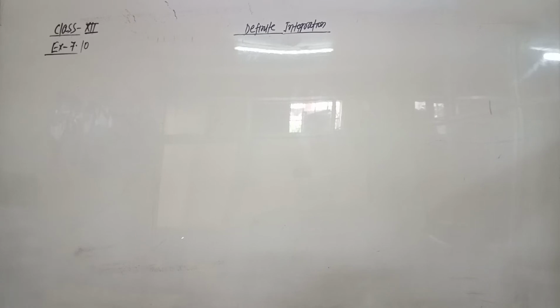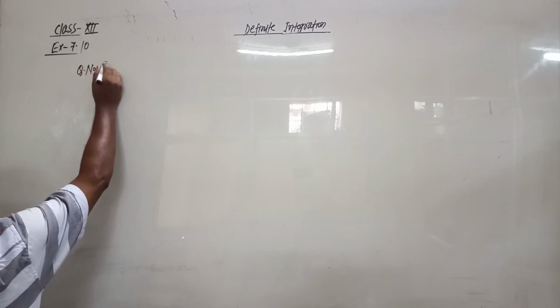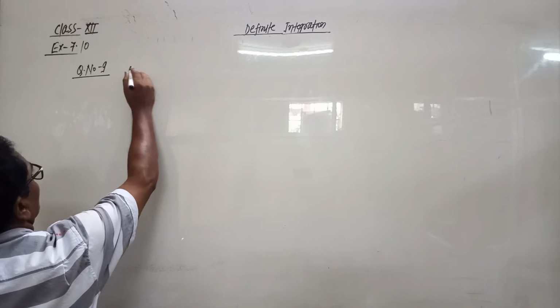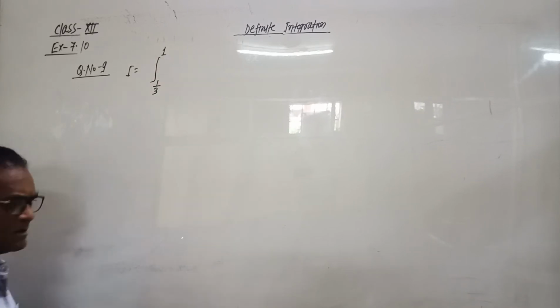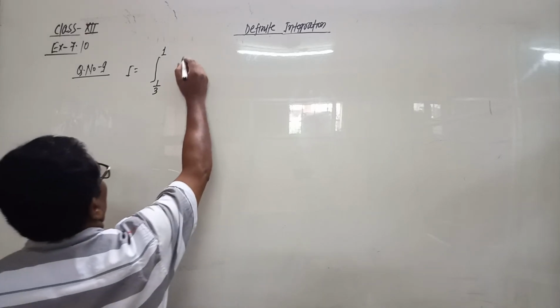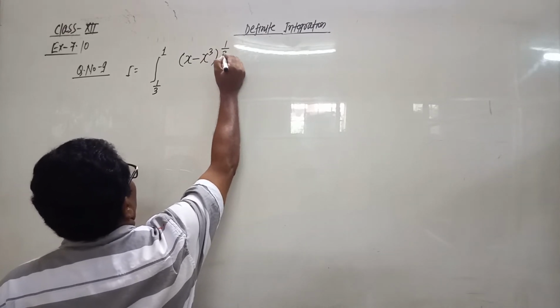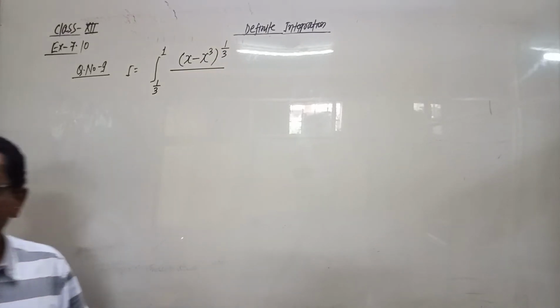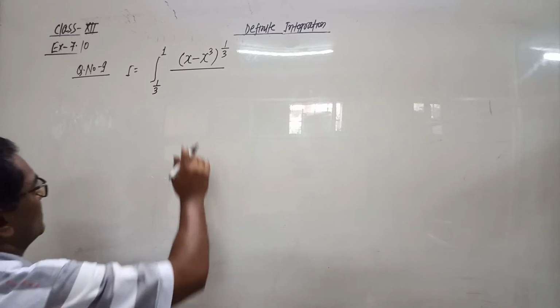Now question number 9. Integration, limit from 1 by 3 to 1, of x minus x cube, all raised to the power 1 by 3, upon x raised to the power 4, dx.